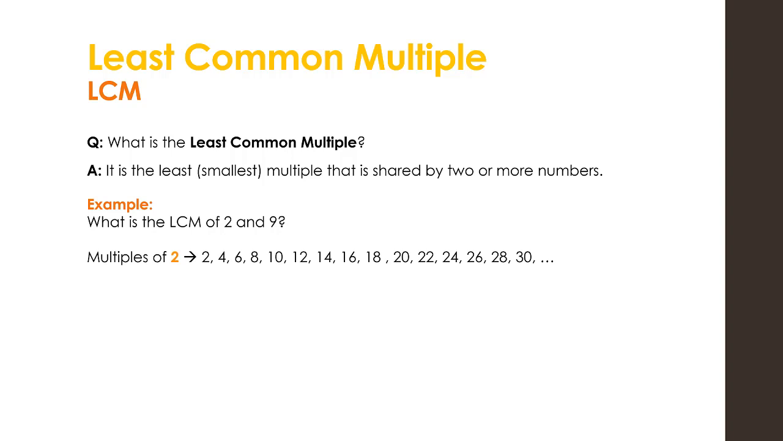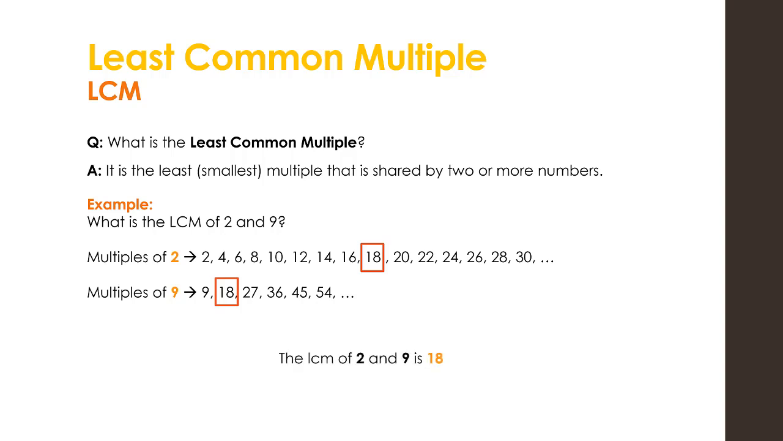And then we can make a list of the multiples of 9. The multiples of 9 are 9, 18, 27, 36, 45, 54, and so on. Now we see that the multiples of 2 and the multiples of 9 have numbers in common, but the smallest one is 18. That's the smallest multiple that is shared by both of them. That means that the least common multiple of 2 and 9 is 18.